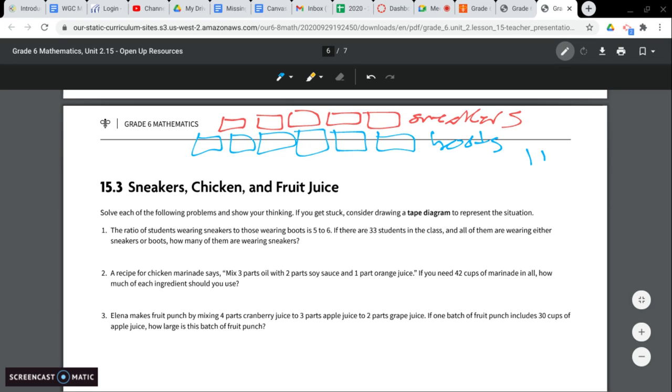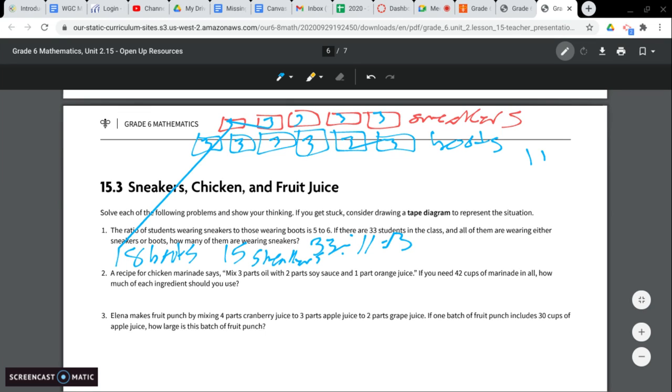in this ratio. And if there's 33 students, we're going to take 33 and divide by 11, which is going to give us 3. So that means each one of these boxes represents 3 students wearing each of these items. So in terms of the blue, 3 times 6 is 18. So there's 18 boots. And 3 times 5 is 15. So there's 15 students wearing sneakers.